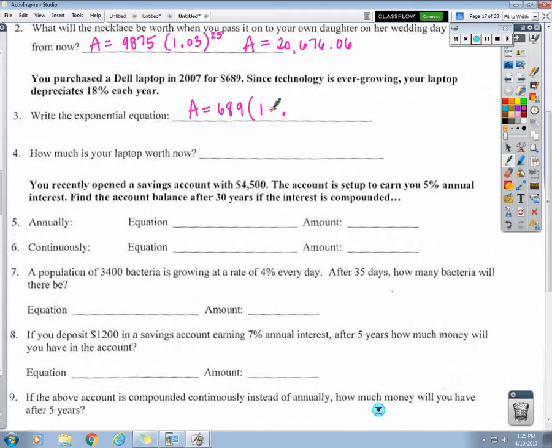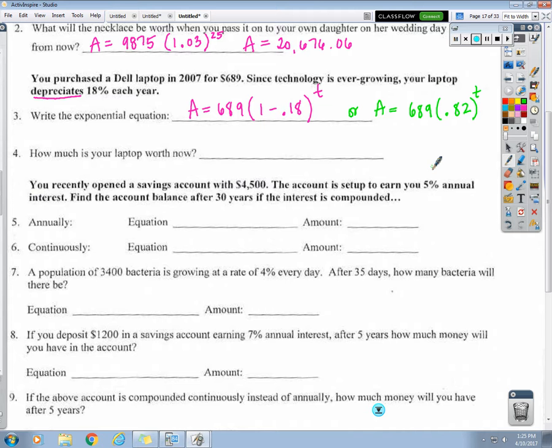Right, 1 minus because it's losing value at a rate of 18%, and then each year, but right now we don't know for how many years, so you put T. Now you could have also written that as A equals 689 times what? 0.82, because 1 minus 0.18 is just 0.82 to the T. Those are the same thing, it's just they actually subtracted it and got 0.82.